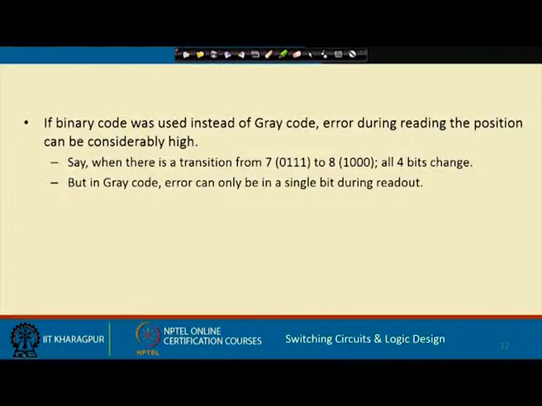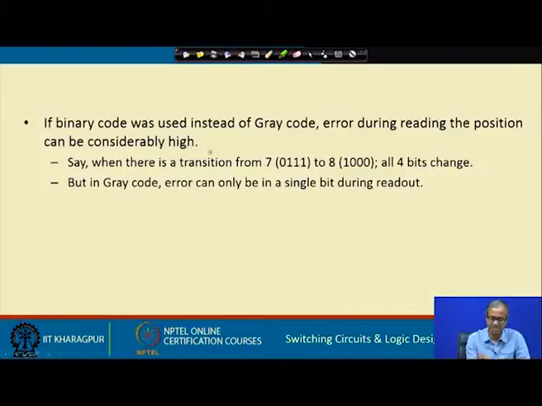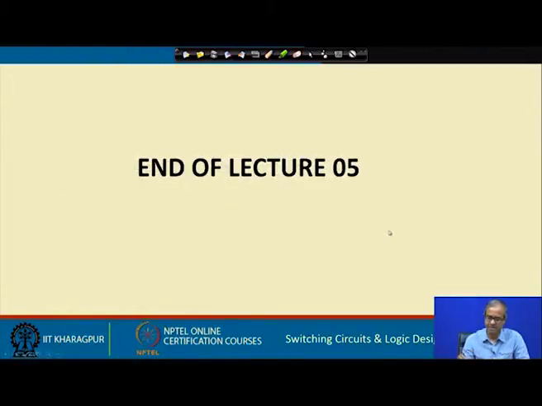This is what I mentioned: if binary code was used instead of gray code, multiple bit positions might be changing across segments and so the error could have been higher. But in gray code you can have an error only in a single bit position during reading. Okay. So, with this we come to the end of this lecture.